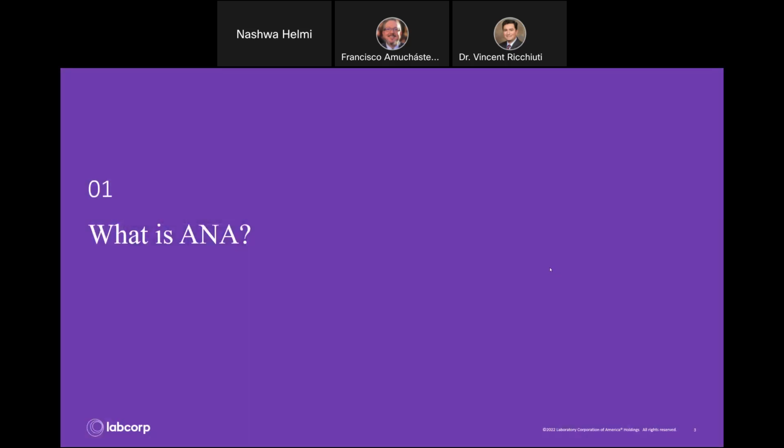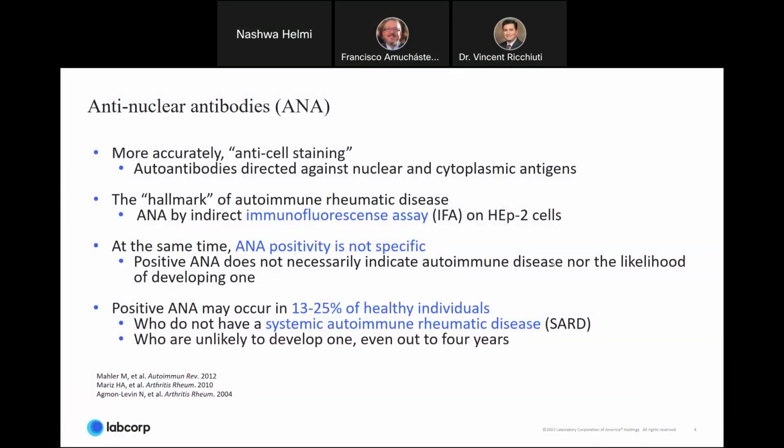But first, what is ANA? And I hope you answer the question in your head. What we call ANA is anti-nuclear antibodies. And more accurately, we call it anti-cell staining because we look at all the antibodies directed against nuclear and cytoplasmic antigens. So we look at the whole cell. And the hallmark of autoimmune rheumatoid disease is actually ANA by indirect immunofluorescence assay, IFA, on HEp-2 cells. And we're going to go a little bit deeper in there.